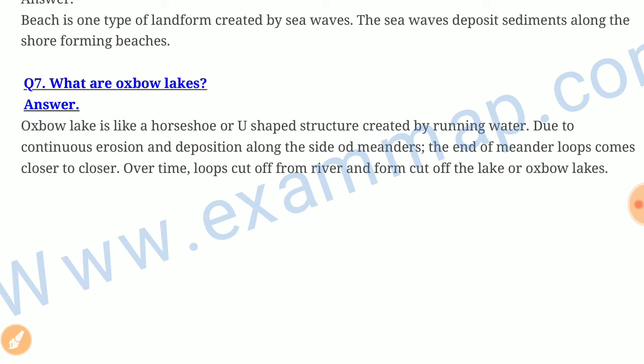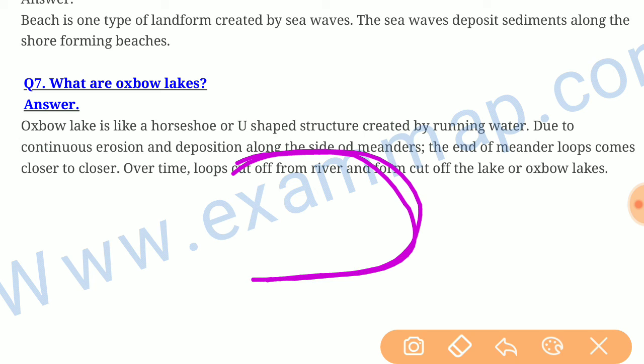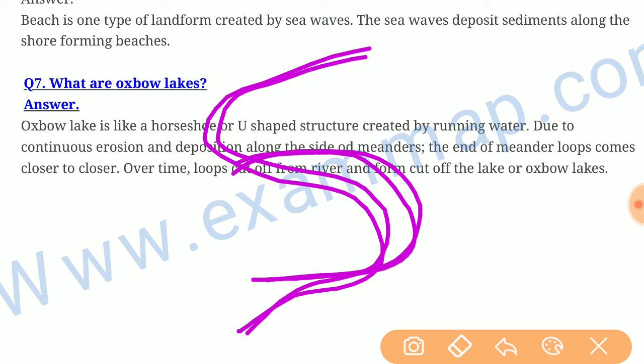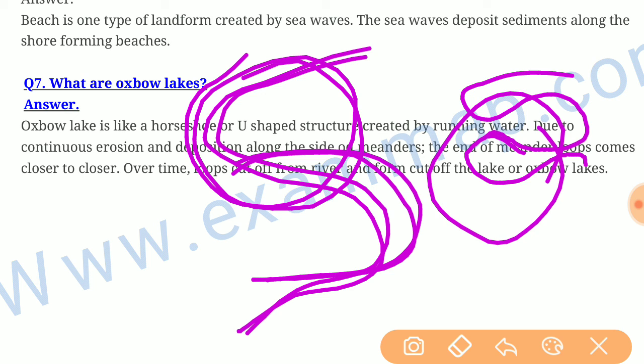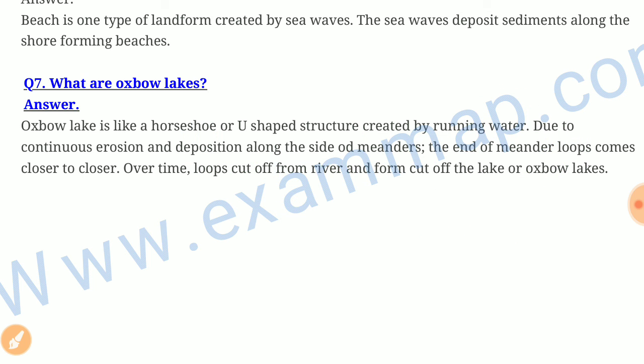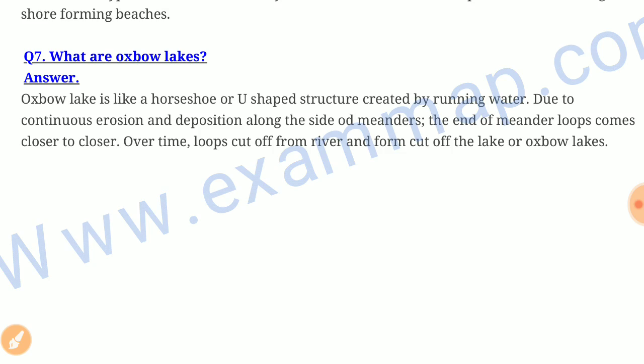What are oxbow lakes? An oxbow lake is a horseshoe or U-shaped structure created by running water due to continuous erosion and deposition alongside meanders. The ends of the meander loops come closer and closer in such a way that they cut out from the main river, and this will form the oxbow lake.